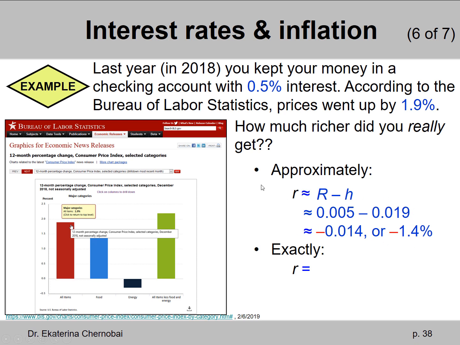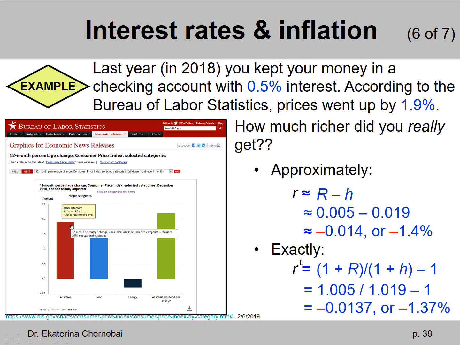What does it mean? You might as well just have spent it last year, because if you didn't, you would have lost it, and you did. This is how much you really lost. That's how much less the money could buy you.